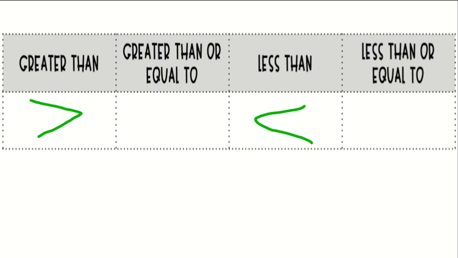Greater than or equal to, we have a greater than symbol. That shows the greater than part. The or equal to part is shown by a line underneath it. Same idea with less than or equal to. You got a less than symbol with a line underneath it.